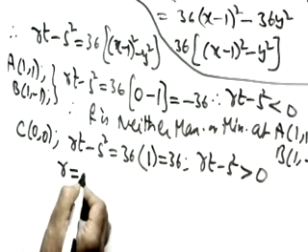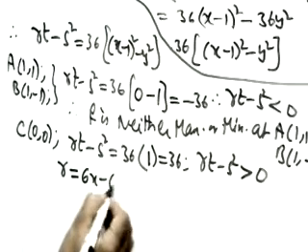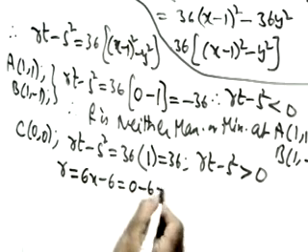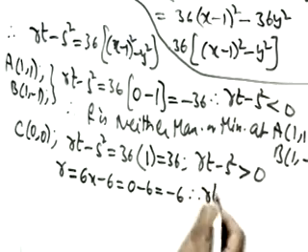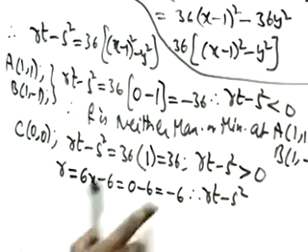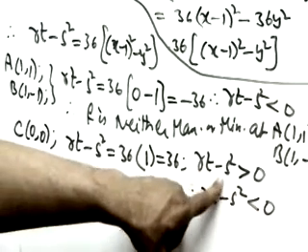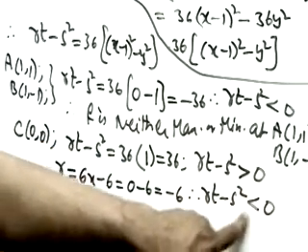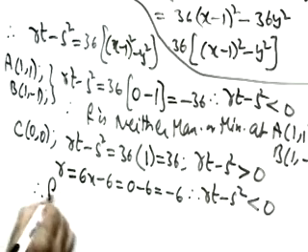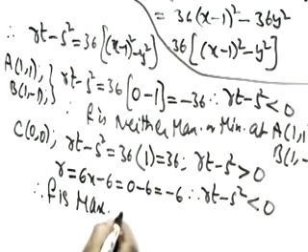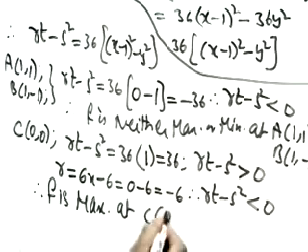How to find? We also have to see r. What is the value of r? r is 6x minus 6. If you substitute 0 here, 6 into 0 is 0, minus 6, so minus 6. Therefore r is less than 0. So this is the condition we wrote: rt minus s square greater than 0 and r less than 0. Therefore f is maximum. This condition is for maximum at (0, 0).